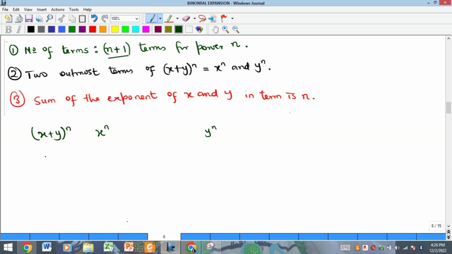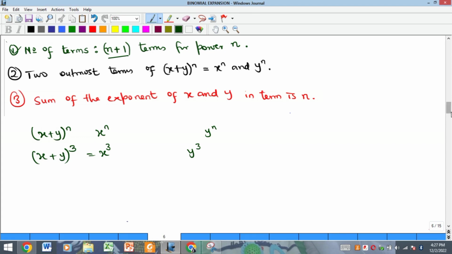And so an instance is if you have (x plus y) to the power of 3, for instance, the very first term is going to be x to the power of 3, and the last term will be y to the power of 3. And then there will be terms inside here. So since this is to the power of 3, it means that I'm going to have two more terms here because there will be a total of 4 terms.